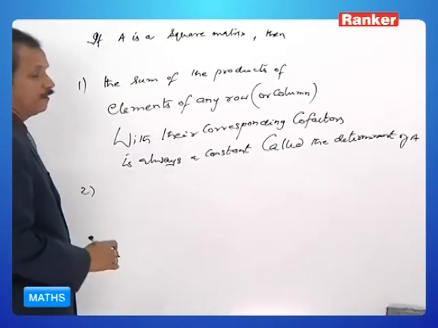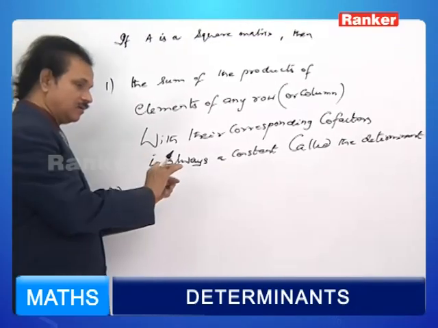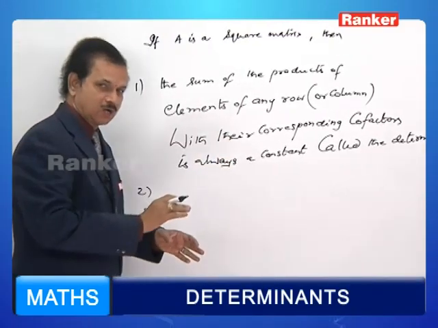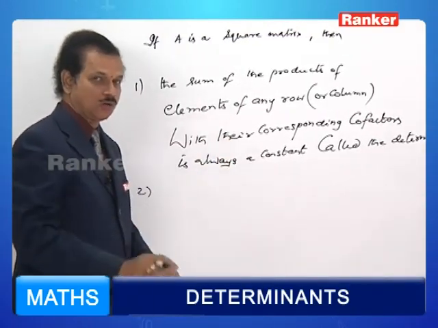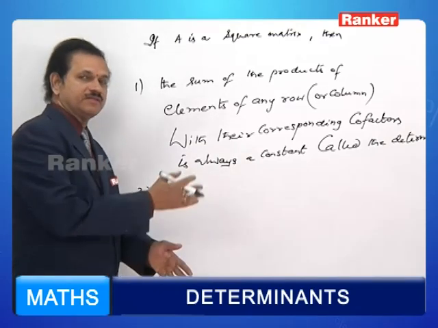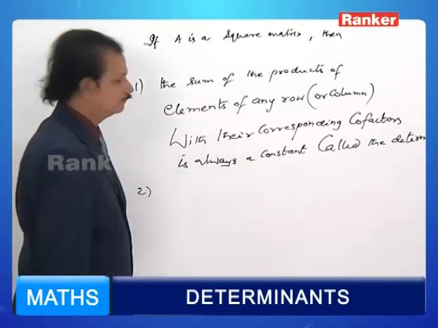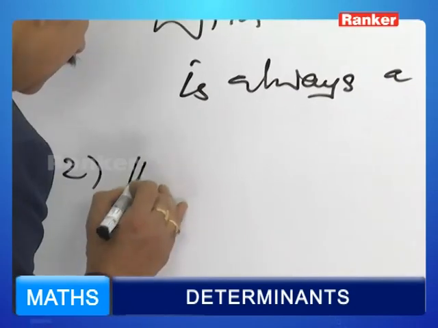But you see, if you take the elements of the first row and the cofactors of the elements of the second row and find the sum of the products, then it becomes 0.